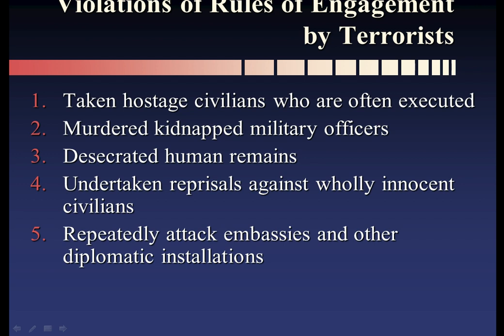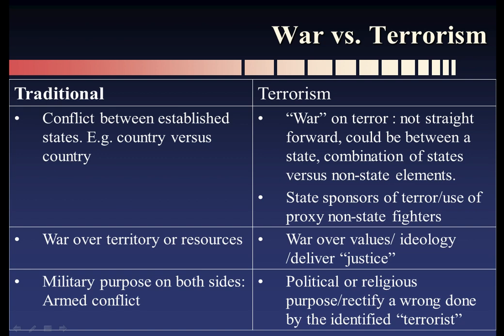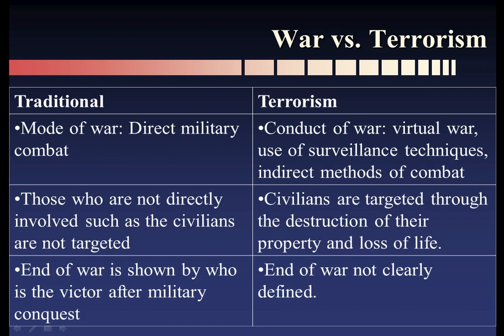And attacking embassies and diplomatic installations, and then setting up and conducting military operations from religious structures. You cannot operate out of a religious building according to the rules of engagement, because religious buildings are protected targets. And so it's unfair, if you will, for someone to run into a religious building while they're shooting at you. Okay, so here's a little breakdown of traditional war versus terrorism, and this is for you to check out.